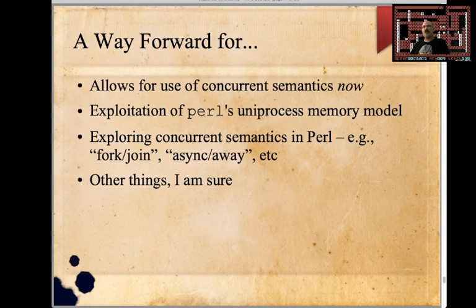All right, way forward. So I think this gives us at least some way to express parallel semantics. And then it allows us to do so in a way that exploits Perl's uniprocess model, so we can implicitly define programs within this uniprocess context.